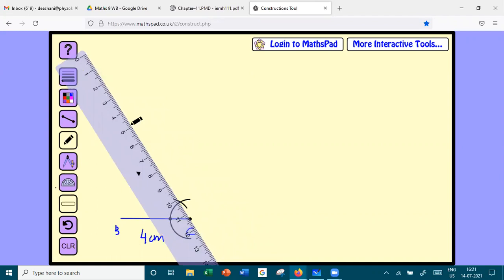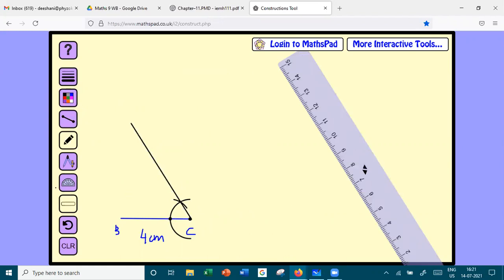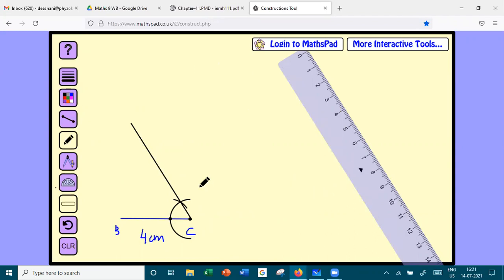You can click on the black arrow in the middle of the scale to remove it, to turn it around, the measurements. No, I didn't want the measurement. I just wanted to draw the line. It's difficult to drag it.